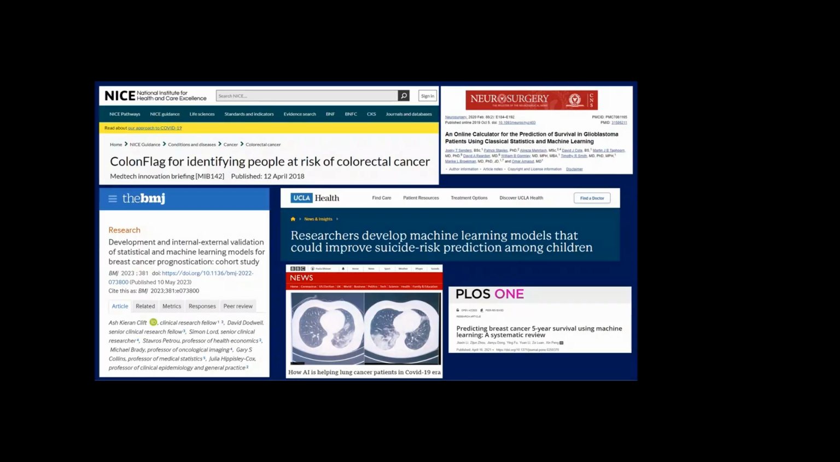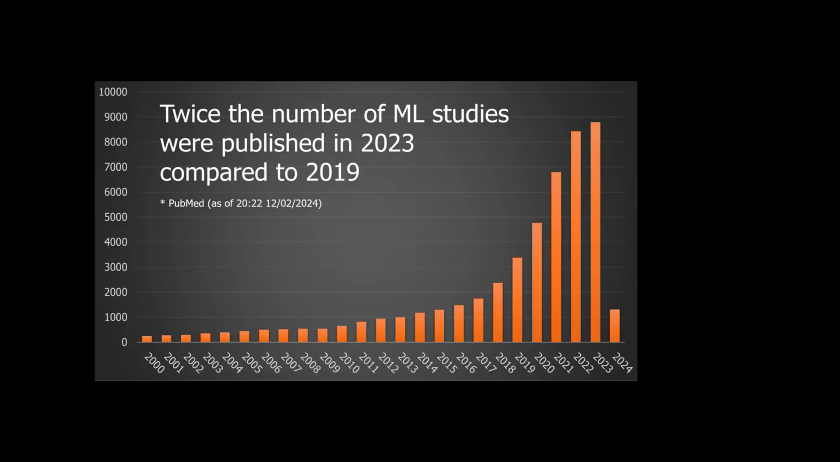Going back to these types of models, we're seeing a lot more of them, not only in national guidance, for example ColonFlag, but also in newspapers. There's a lot of hype about these machine learning prediction models specifically. Doing a very brief search on PubMed of studies using machine learning in prediction modeling research, we see an exponential growth over the past few years in the studies that are becoming available.